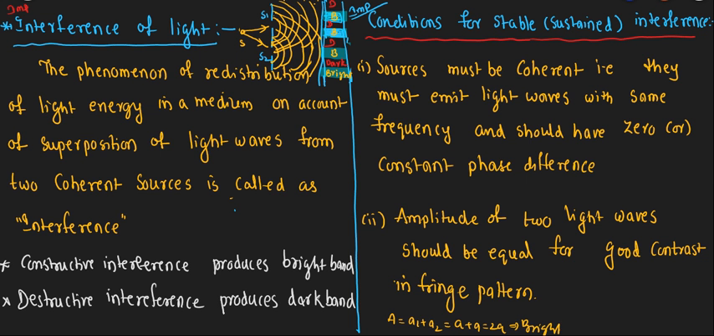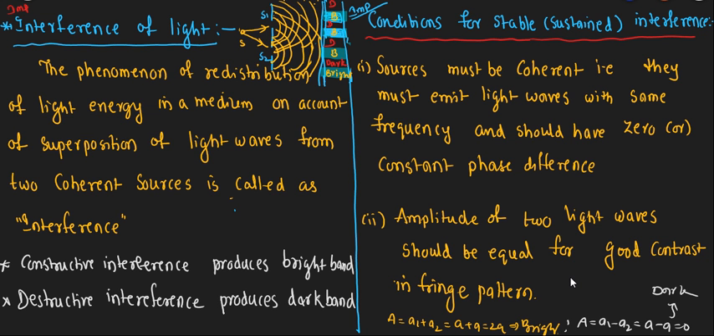In the destructive case, the resultant amplitude is A1 minus A2. If they are equal, then we will get zero amplitude. Zero amplitude means a completely dark band. That means if the amplitudes are equal, you will get brighter brights and darker darks, right? That means dark and bright are clearly separated. So for good contrast, the amplitudes should be equal.